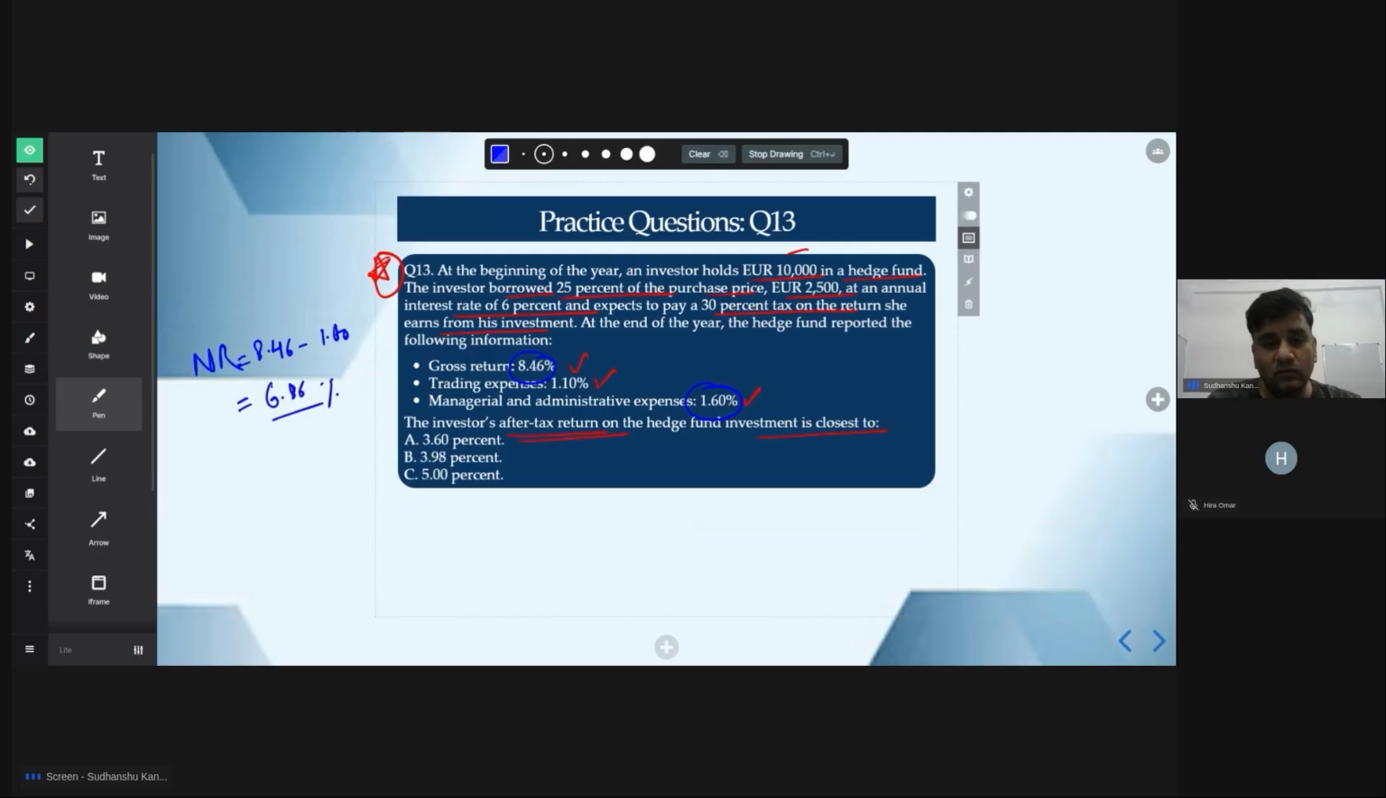Now, after doing this, please note that the trading expenses are already reflected in the gross return. So they are not subtracted, right?